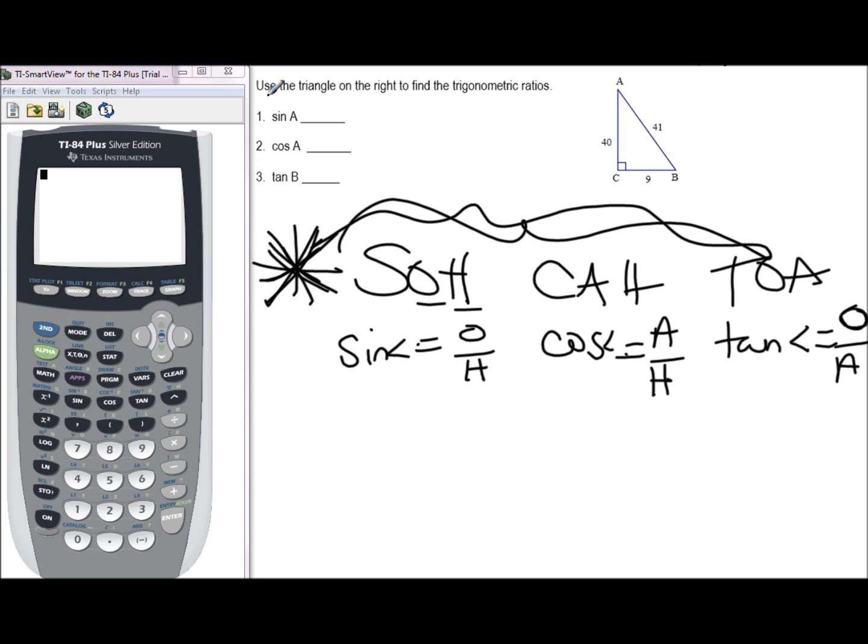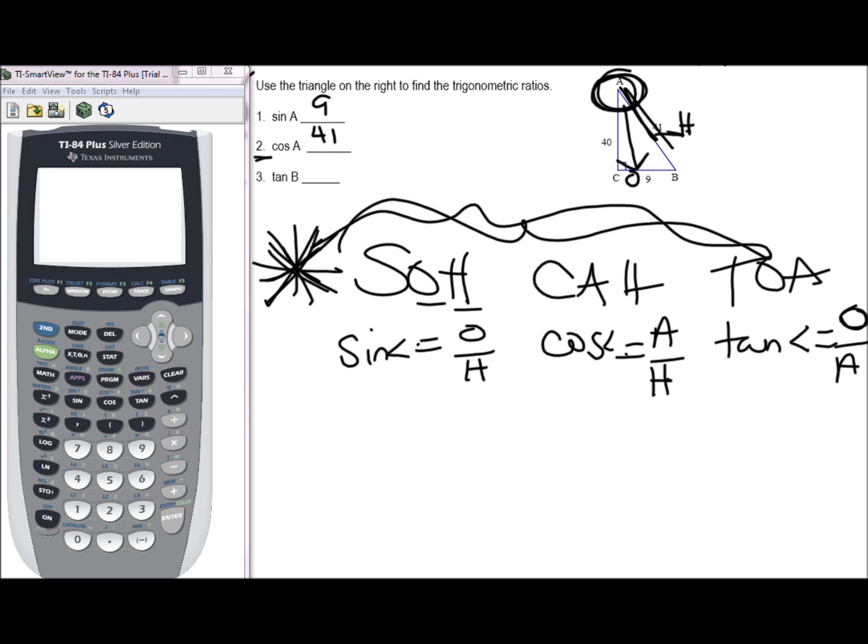Okay, the next example, all I want you to do is use the triangle on the right to find the trig ratios. So let's pause the video and see if you get what I get for the sine of angle A. And the sine of angle A is equal to 9 over 41. We use A as our reference angle. Sine is equal to opposite over hypotenuse. Opposite to angle A is 9. The hypotenuse is 41.